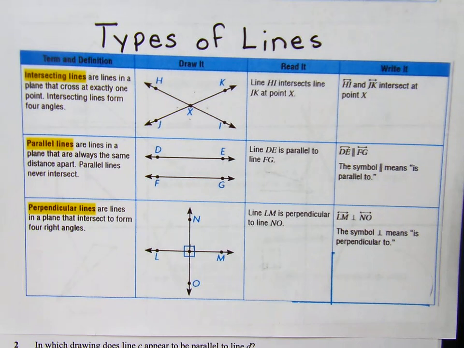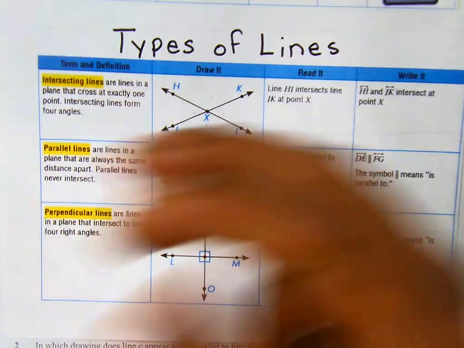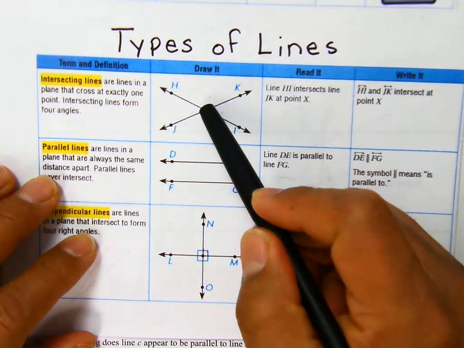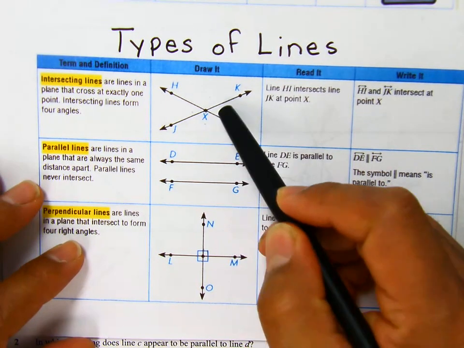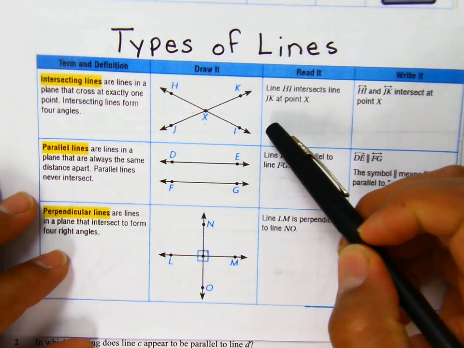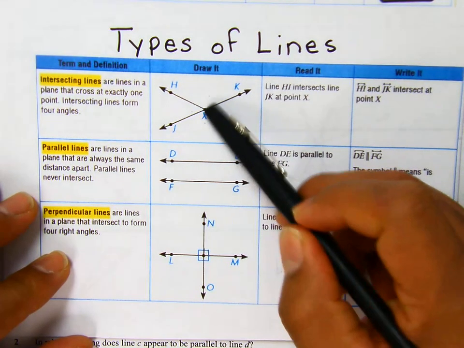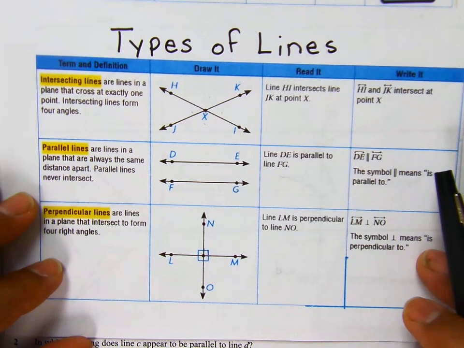The first one is intersecting lines. Intersecting lines are lines in a plane that cross exactly at one point. Intersecting lines form four angles. So any two lines that intersect at one point and form four angles would be intersecting lines. Is this an intersecting line? Line HI intersects with line JK at point X. So they intersect right at point X.